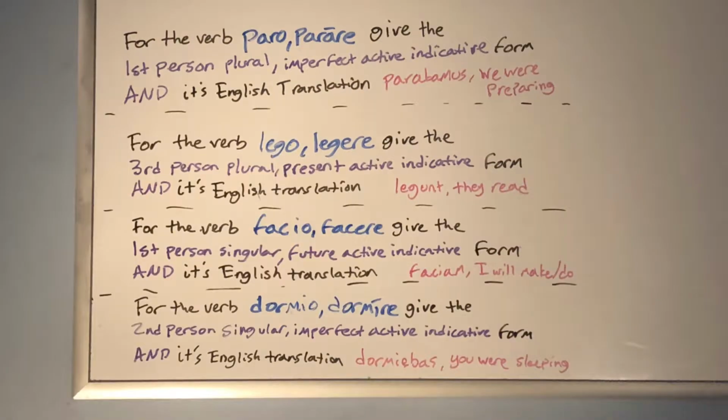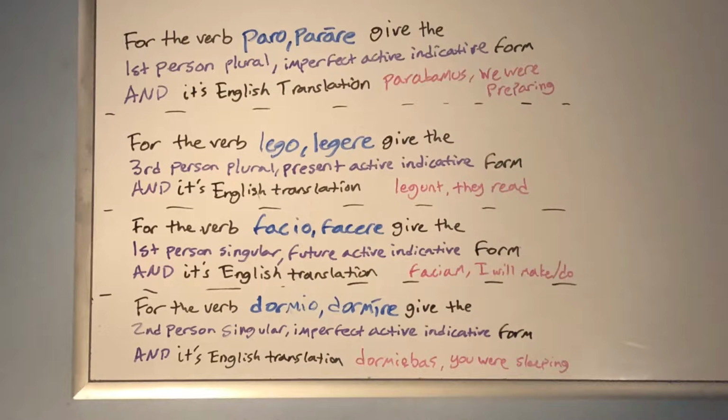The last form's translation that I have is for the form dormio, dormire. Give the second person singular imperfect active indicative form and its English translation. We see it's dormio, we see that io ending, so we think to ourselves, well, the only two classes of verbs that have that io ending are third io or fourth. So now we look at our infinitive, and we see dormire. We see that ire. Since we see long ire, we think, oh, fourth conjugation. So we know that we are dealing with a fourth conjugation verb.